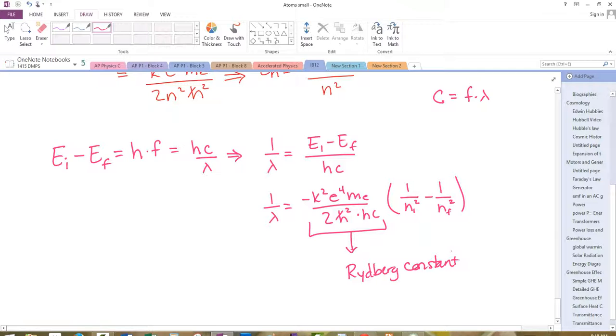So even though Bohr had some weird assumptions, where we don't know why these are true, this is not insignificant. We get to this theoretically.